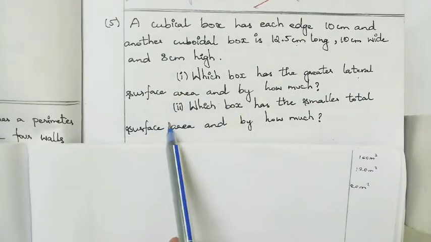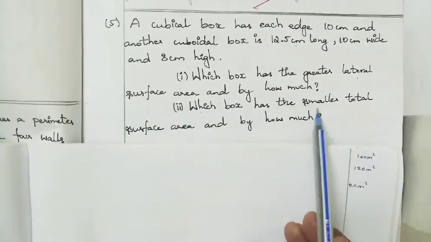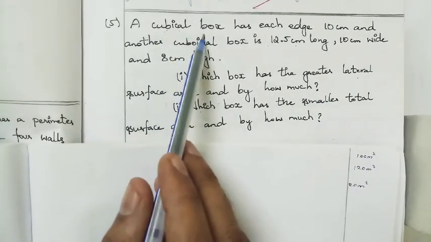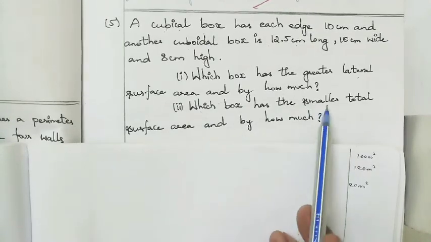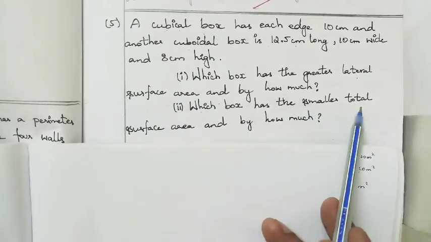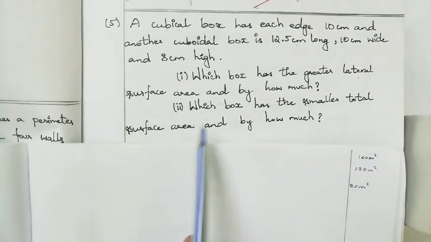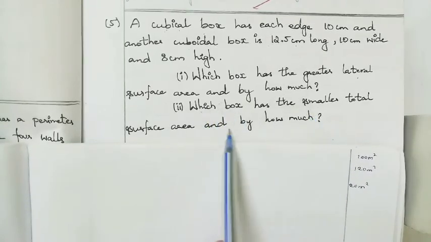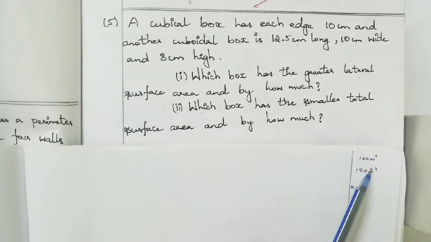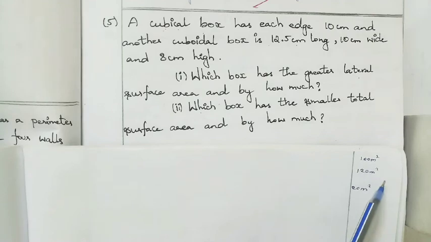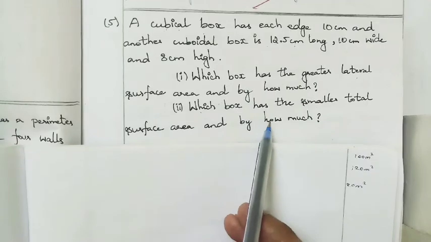This is the first subdivision. The second subdivision: which box has the smaller total surface area, whether the cubical box is smaller or the cuboidal box is smaller, right? So by finding the total surface area, we want to say which box is smaller and by how much. So the same thing, we want to find the total surface area for the cube and the cuboid, and we want to say what the difference is. So here which is greater and here which is smaller, right?